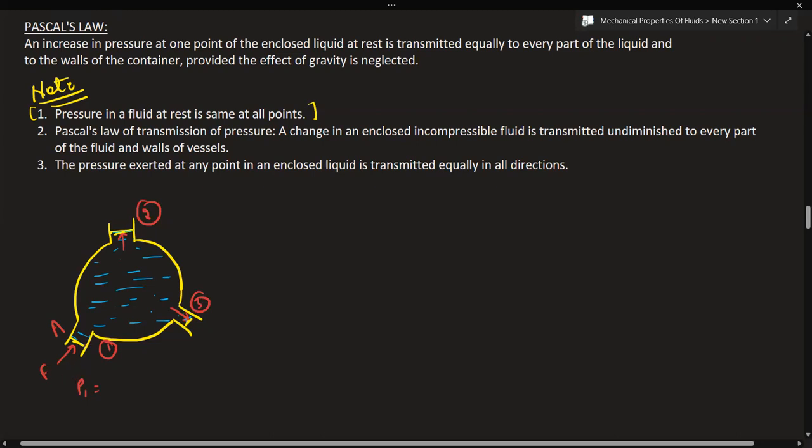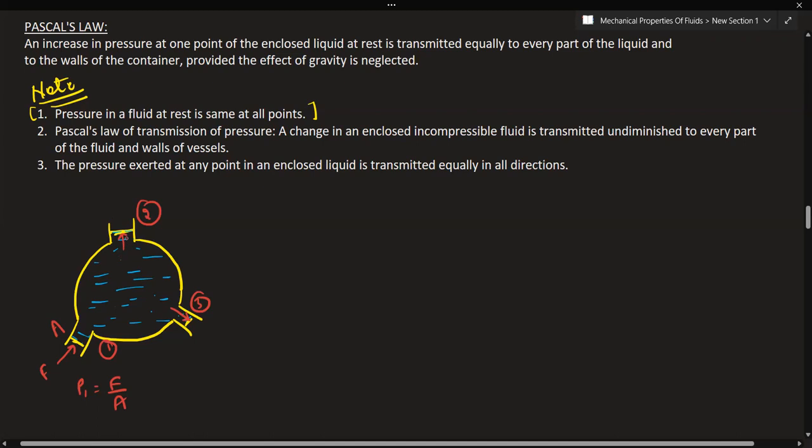F is the force applied and A is the area of the cross section. Pressure over here is F by A. Now see, Pascal's law says pressure in a fluid at rest is same at all points. And the transmission law says that a change in pressure in an incompressible fluid is transmitted undiminished to every part of the fluid and walls of the container.